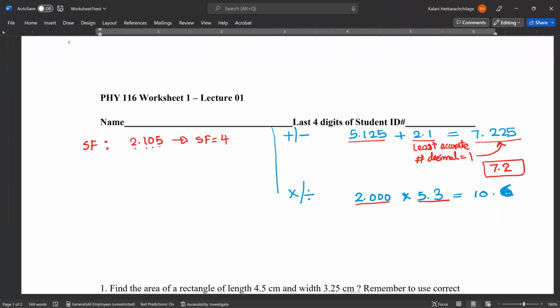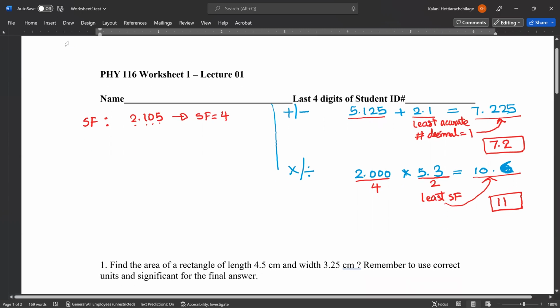From this one, you definitely know the sigfix is 4. This one has 2. That means this is the least, not the most accurate, but the least sigfix. How many sigfix do I have? 2. Now this should be matched up with the answer. That means you are not going to write this number. You need to round it to get 2 sigfix. That means your final answer is actually 11. Okay, so those are the rules.